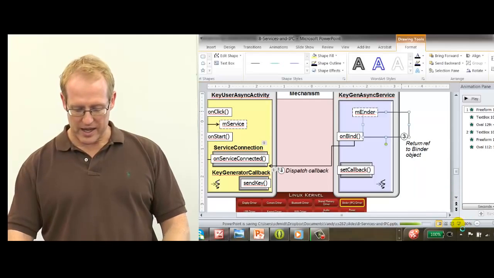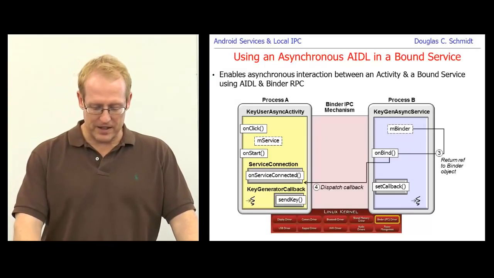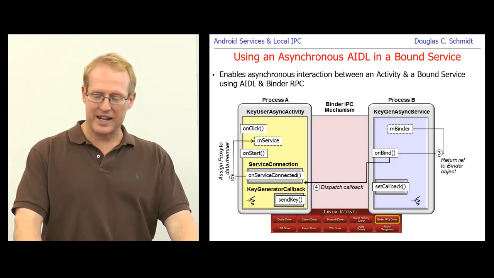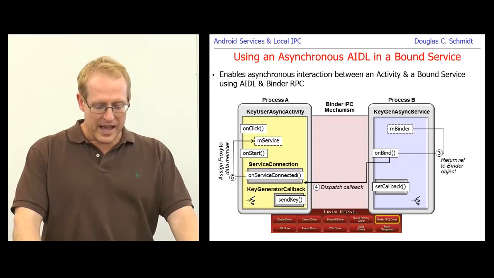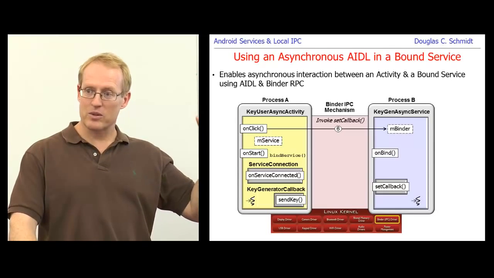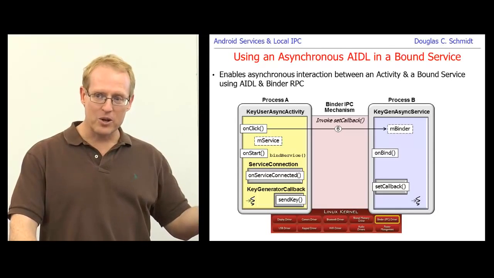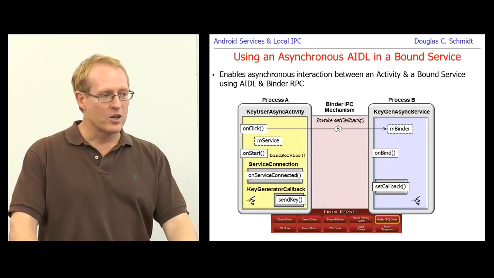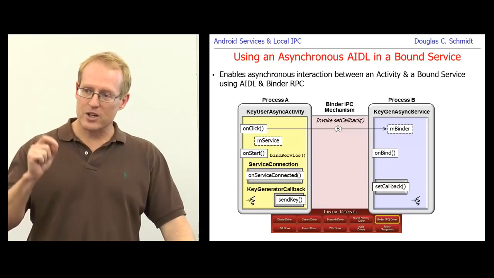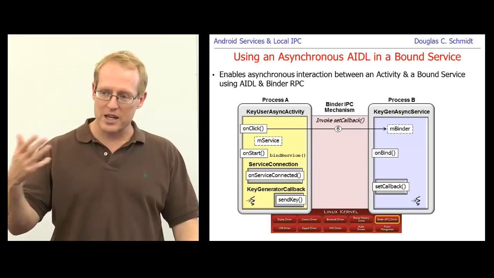And so that goes ahead and gets the binder ref. That comes back as the callback to on service connected. That comes back and assigns it as a proxy to this local data member. And then at that point, when somebody clicks the button, the on click hook method is dispatched by the Android GUI framework. And that guy invokes set callback.